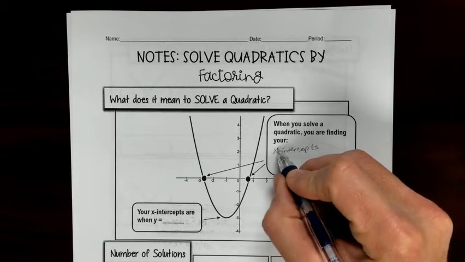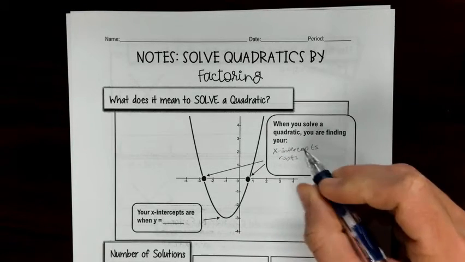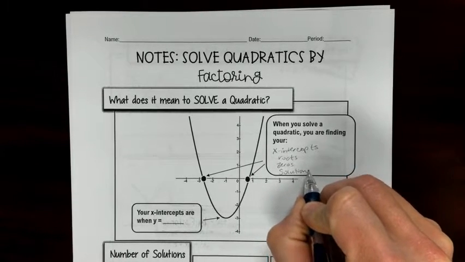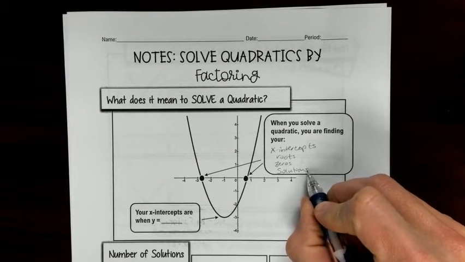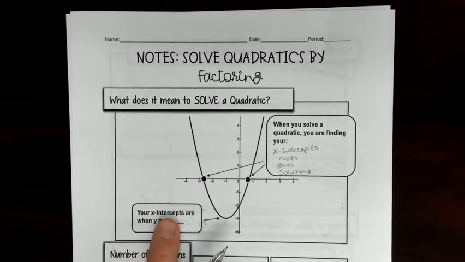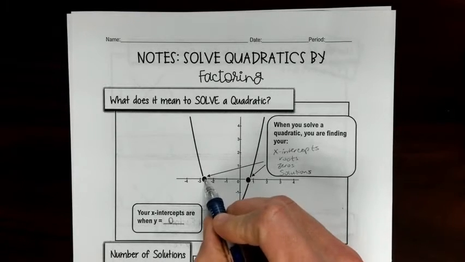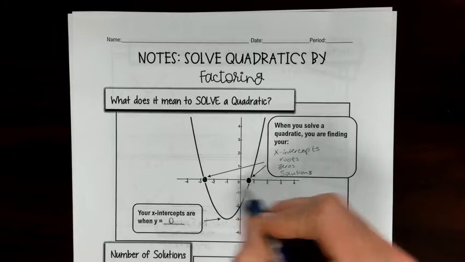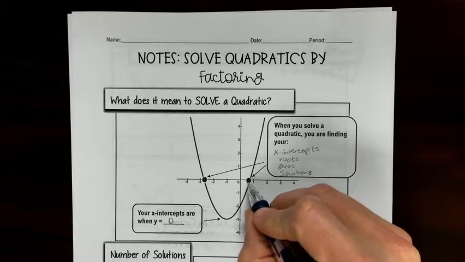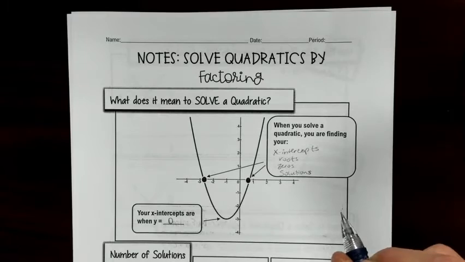Now we've got more words for x-intercepts. We also call those roots, or zeros, or soluciones. Those all mean, again, where the quadratic touches the x-axis. And it says your x-intercepts are when your y value is equal to 0, because the only way for me to lie on the x-axis is to have a y value of 0. So today we're going to look at how to find these x-intercepts without a graph.